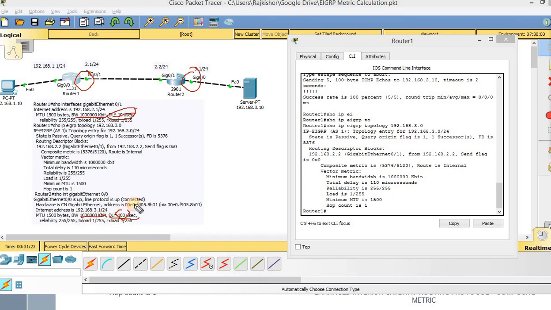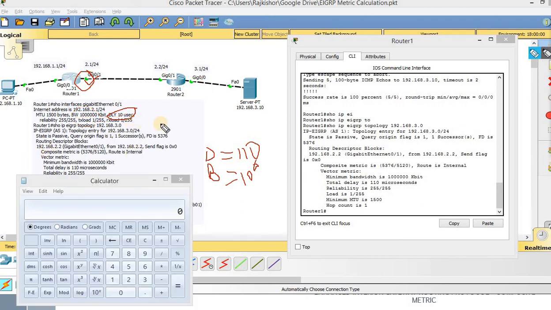So what will the delay be? The delay will be the addition of all the delays on the path, so this one plus this one. This delay is going to be 110, and the bandwidth is going to be the least one. In this case both bandwidths are the same, 10 to the power 6. We will put this into the formula and quickly use the calculator to check whether it matches the configuration or not.